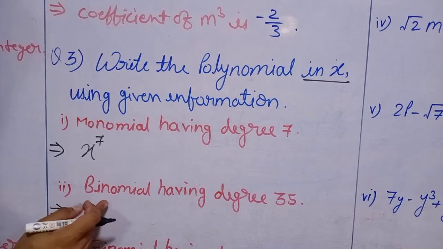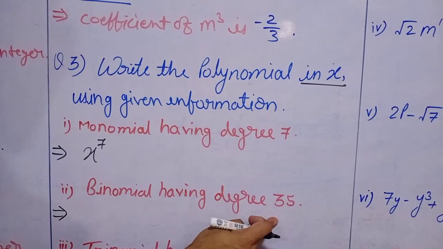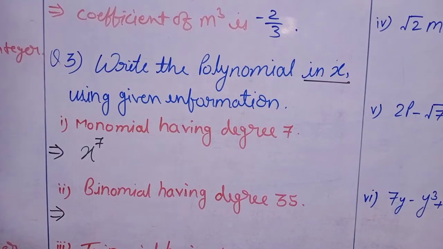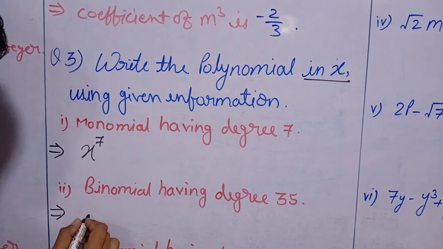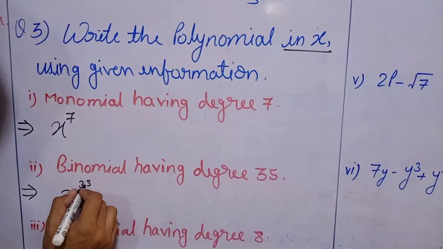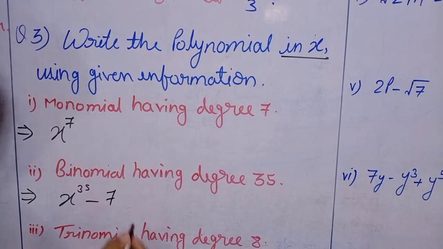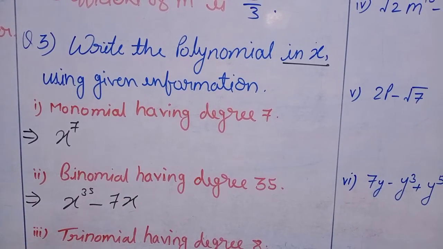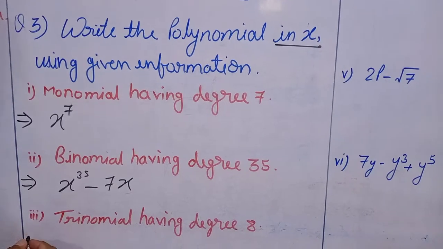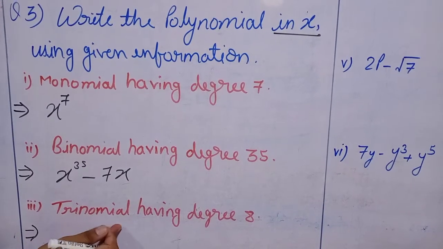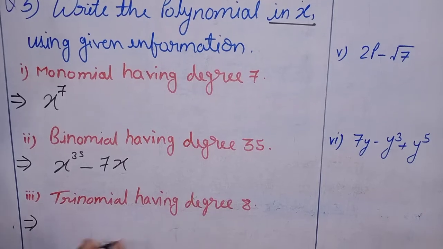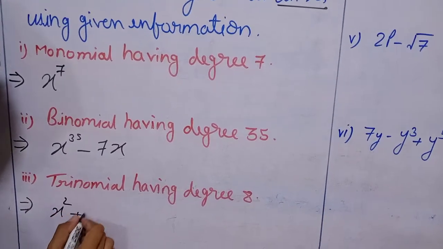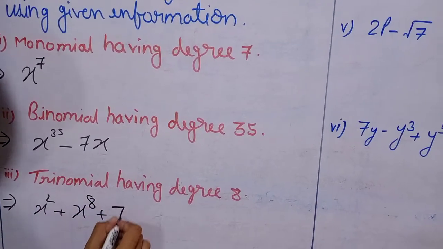The second one is a binomial having the degree 35. Binomial means we want two terms. So we can say x raised to 35 minus 7x, whatever you like. You can write any polynomial. The next one is a trinomial having the degree 8. So x square plus x raised to 8 plus 7.